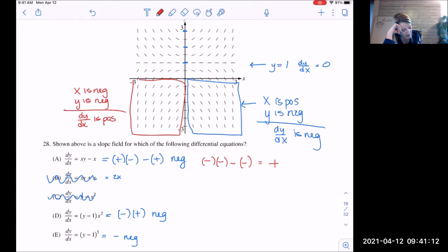All right, let's do D. If Y is negative, this is negative. If X is negative, this is positive. So this will always be negative. So I got to cross another one off. Woohoo! And then if Y is negative, this is negative, still negative. Oh, so I get to cross this one off. Woohoo!